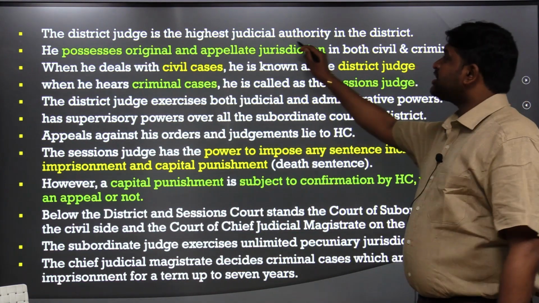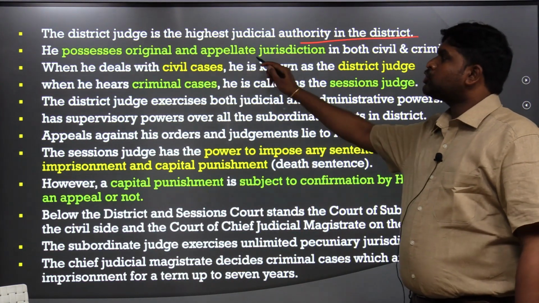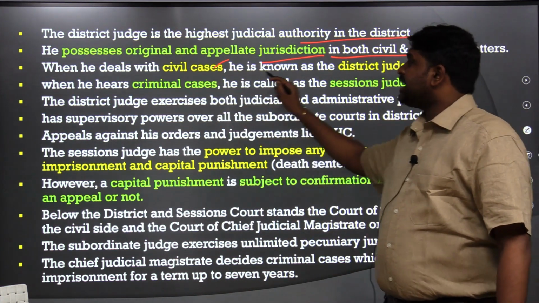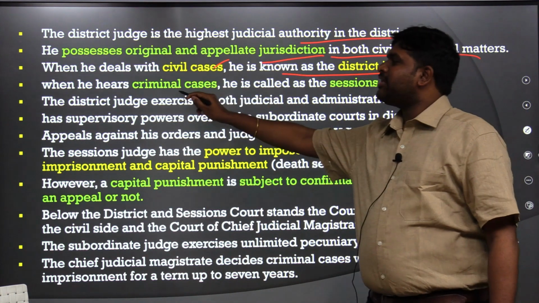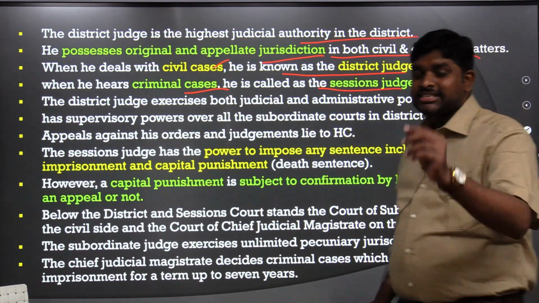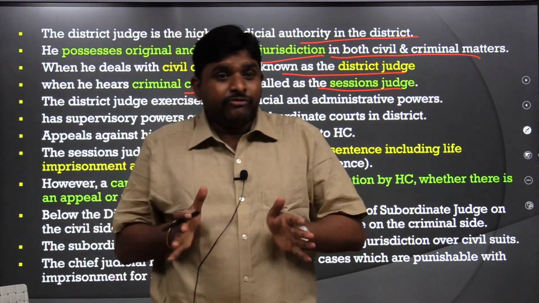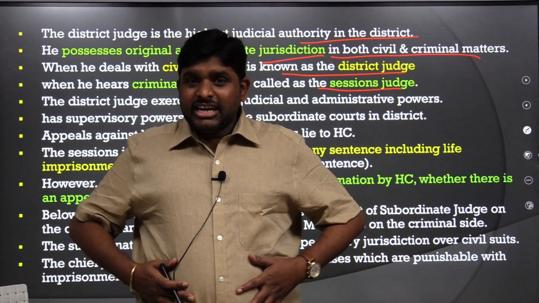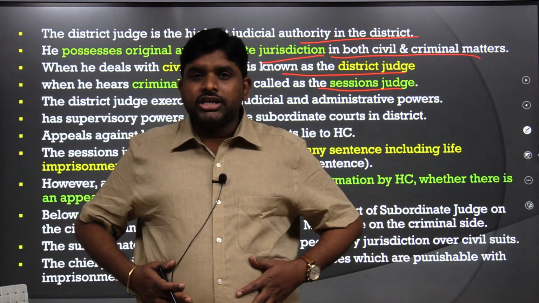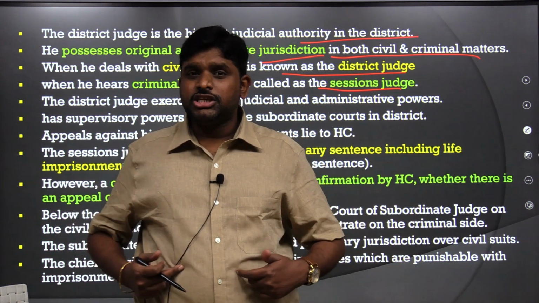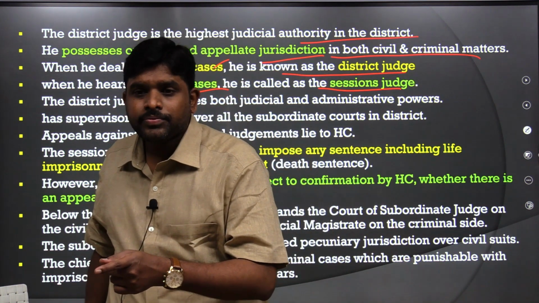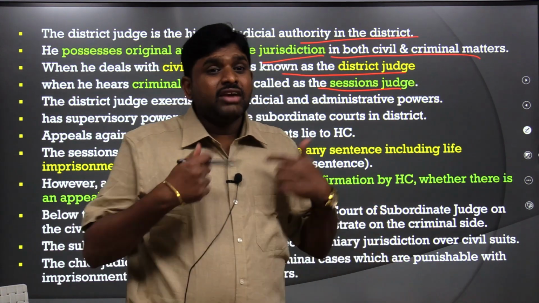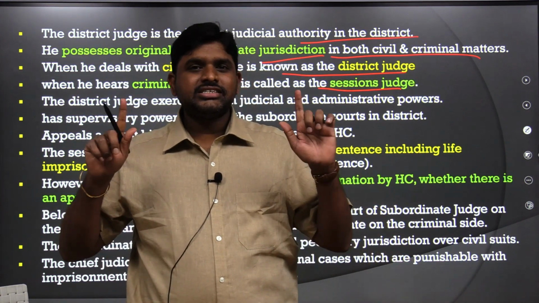The district judge is the highest judicial authority in the district. He possesses original and appellate jurisdiction in both civil and criminal cases. When he deals with civil cases, he is known as district judge. When he hears criminal cases, he will be called as sessions judge. One more thing: in some districts, there will be only one judge. That one judge will be called district judge when he is discussing civil cases. The same judge, when he is hearing criminal cases, will be called sessions judge.